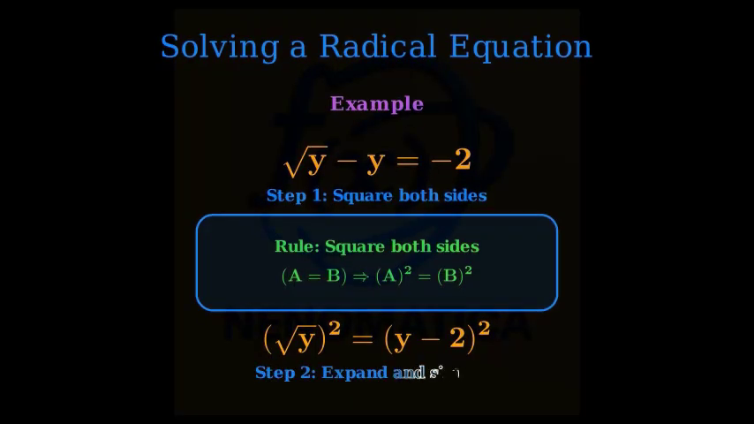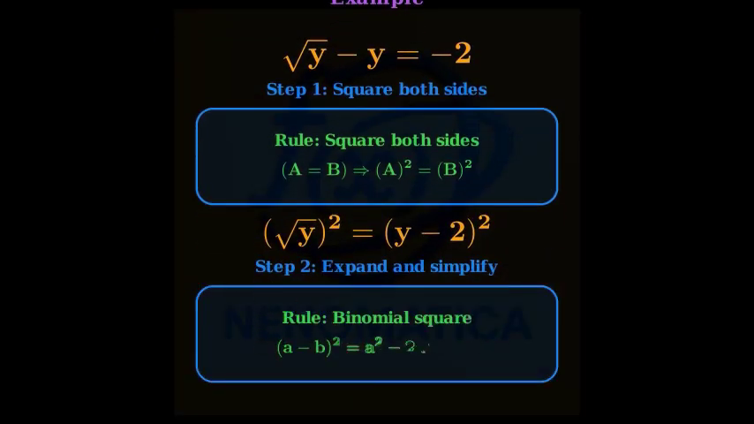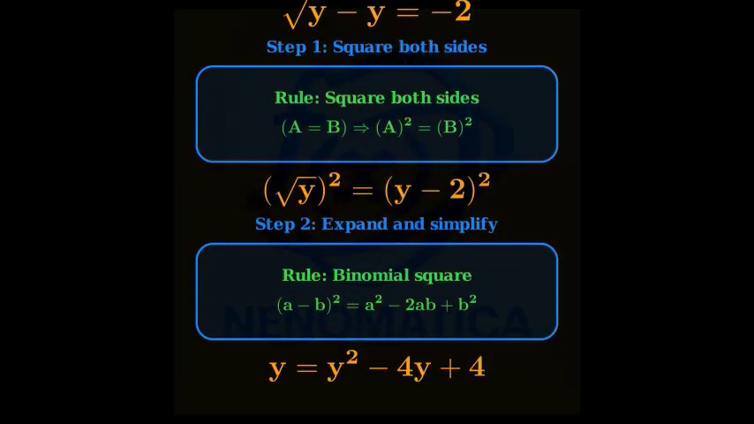Step 2. Expand the binomial and simplify. The right-hand side becomes y squared minus 4y plus 4. So we write y equals that expression. Step 3.